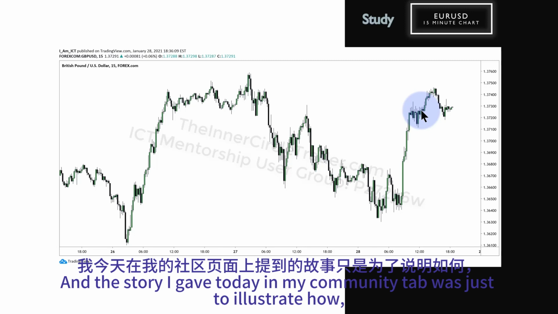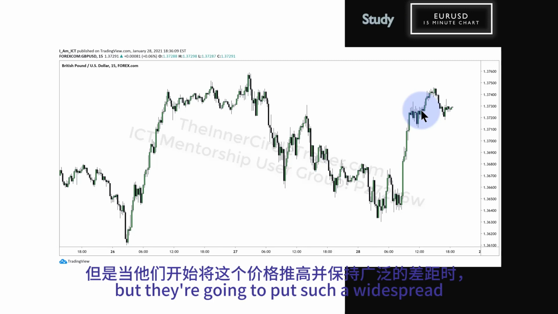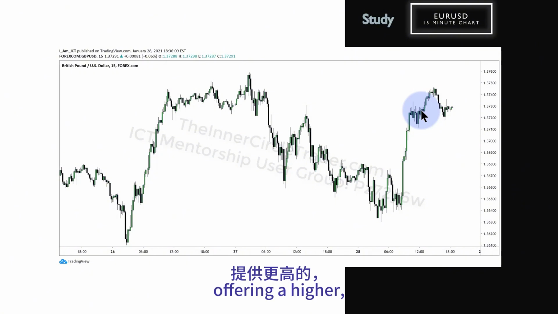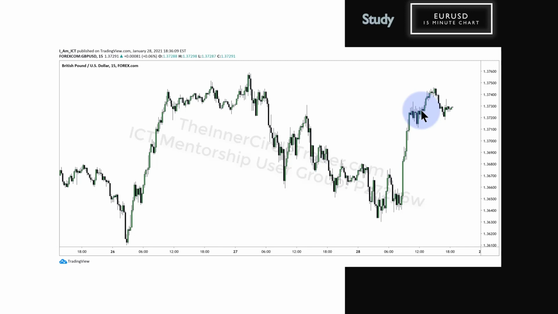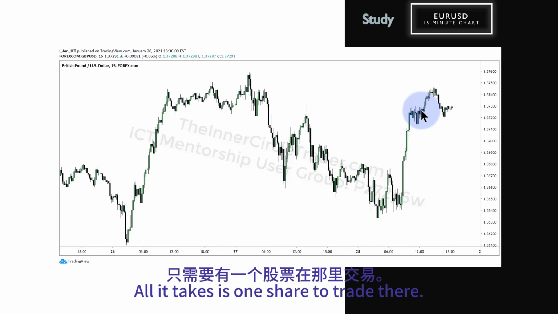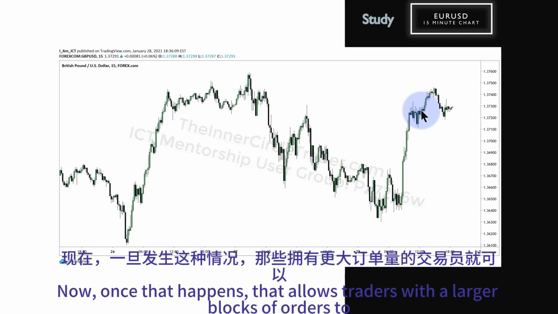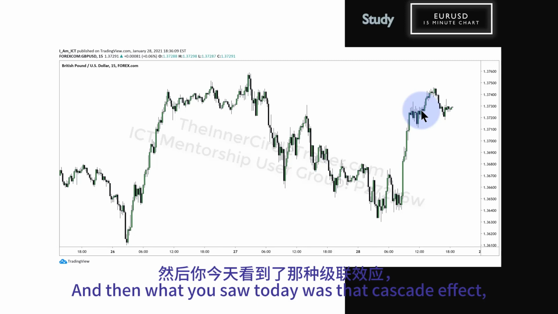And the story I gave today in my community tab was just to illustrate how, yeah, you might be a buyer and you might be willing to buy, but they're going to put such a wide spread when they start building that premium up in the price and keep offering higher, extremely wide gaps as price runs higher. All it takes is one share to trade there. Okay, like one transaction, and that market will print at that price. Now, once that happens, that allows traders with larger blocks of orders to sell theirs at that level. And then what you saw today was that cascade effect.